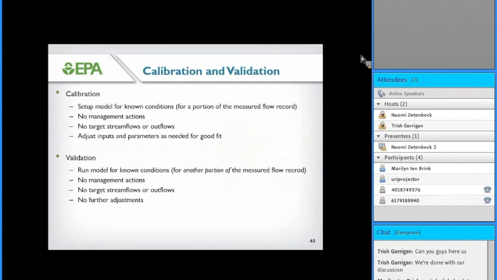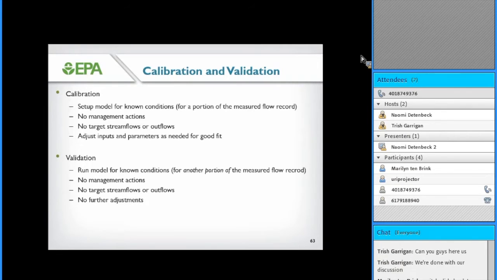So what do we mean by calibration? Calibration is the step that you go through to verify that what you've represented in WMOST is a reasonable representation of the real world. So the water balance that you're calculating matches what you would get if you were to look at stream flows in that same watershed. So the way that's done is you set it up for known conditions.